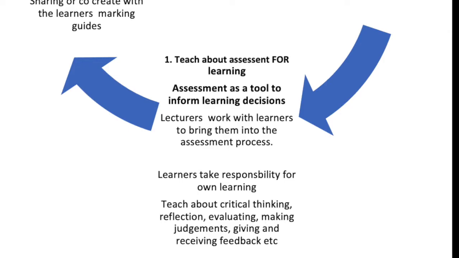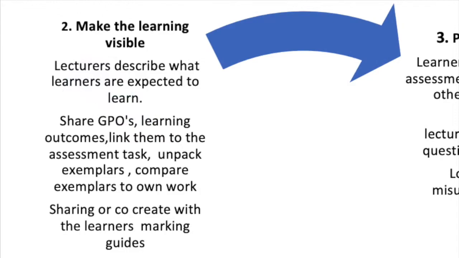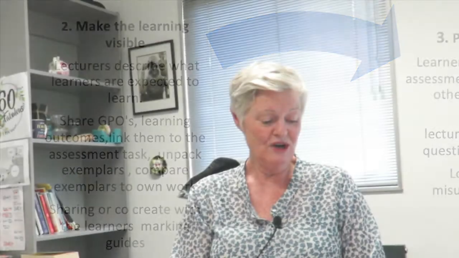So what does this look like? How do you make it visible? So as a lecturer, you have to describe what the learners are expected to do. So that's about making the learning visible and their assessment tasks within that visible, or the assessment skills, should I say, and knowledge that they need to complete their assessment tasks. And of course, you're going to share the GPOs with the students. So this assessment will link to these GPOs. This is what you're learning, and the same with the learning outcomes. This assessment task is about demonstrating that you can meet these learning outcomes.